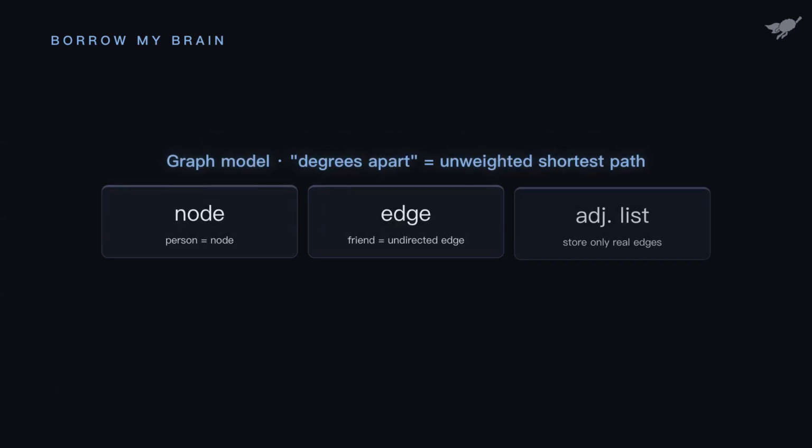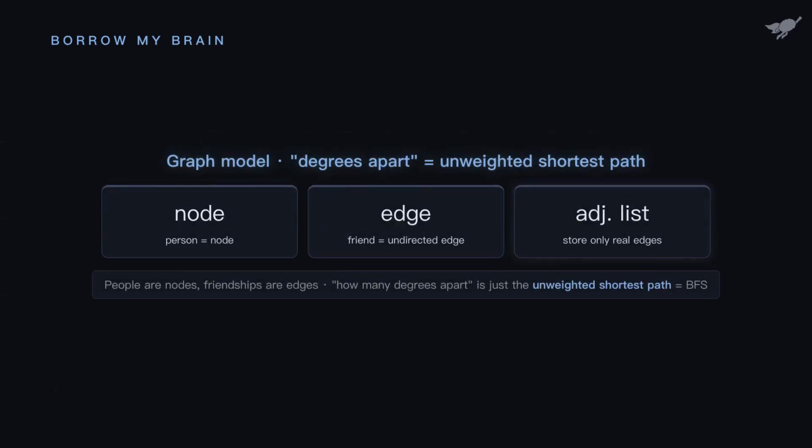Degrees of separation, translated into an algorithm, is this: shortest path on an unweighted graph. That is BFS, breadth first search. Start from you and expand outward, layer by layer. 1 degree, 2 degrees, 3 degrees, until you hit the target.